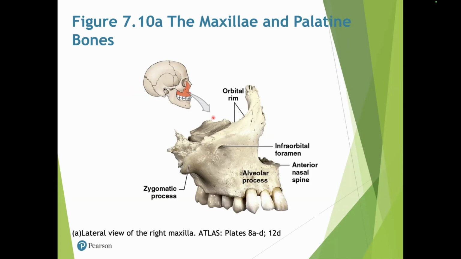So what do we have? We're looking here at the maxilla bone. Let's go ahead and pull it away because we might need to look at that. The alveolar process, basically where the teeth go in, is the alveolar process. The anterior front portion of the nasal spine, the infraorbital foramen, the orbital rim, and the zygomatic process.